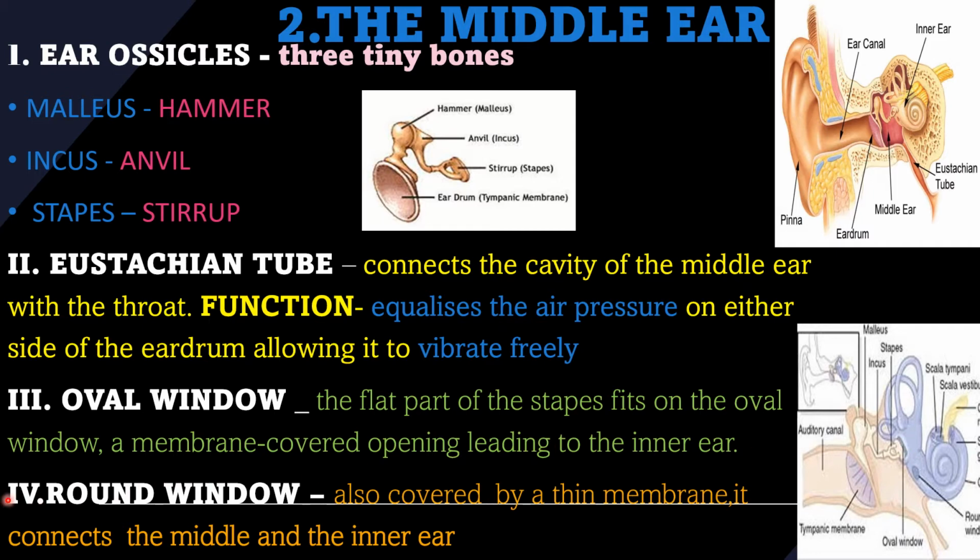Then another part, the round window, also covered by a thin membrane. It connects the middle ear and the inner ear. Then the oval window. What is the oval window? It's a membrane covered opening leading to the inner ear. The flat part of the stapes, here you can see, the stapes fits on the oval window.